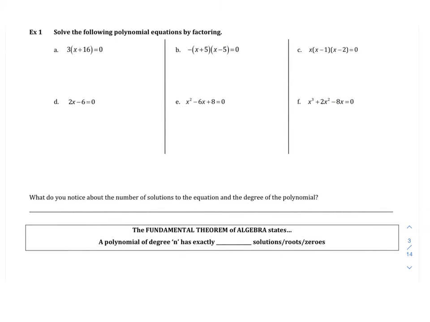Okay, so example 1 says solve the following polynomial equations by factoring. And if you notice, across the top, A, B, and C, we have polynomials that are already factored for us, and that's awesome. All that means is we can use the zero product property, set them equal to 0, and get our solution. So why don't you pause the video and check those solutions.